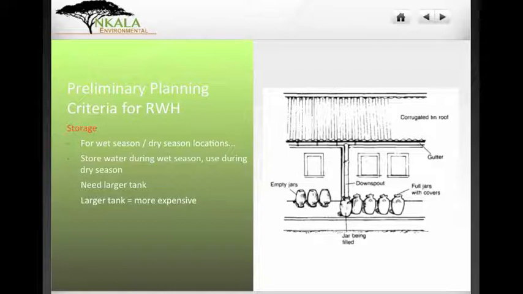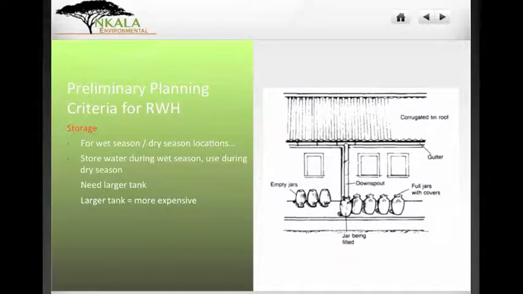For example, if you have a 3-month-long dry season, that means you need 3 months of additional storage that you have to capture in the wet season. That's 3 additional months of storage that you need. What that means is a very, very large tank, maybe 3 times as large, and so the cost is going to shoot up as well. For a lot of people, that's just not feasible.